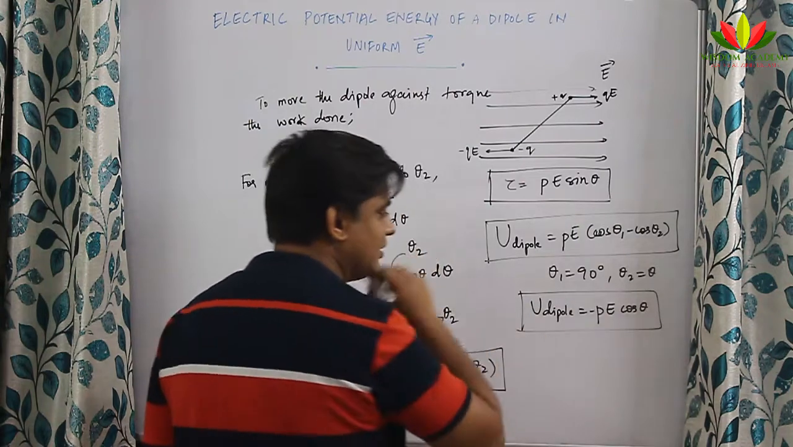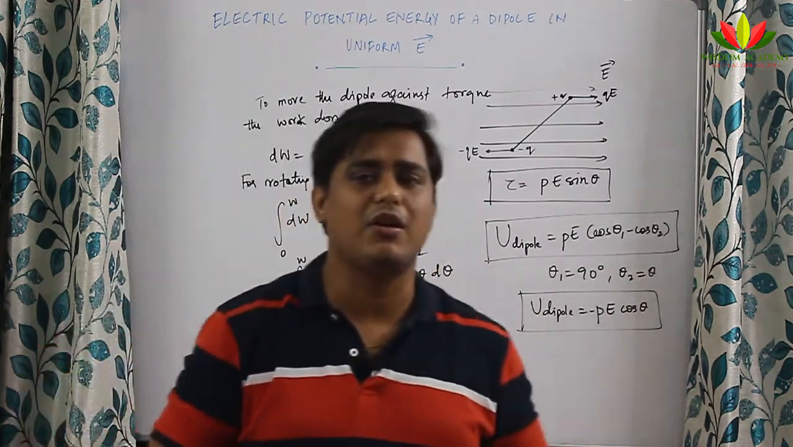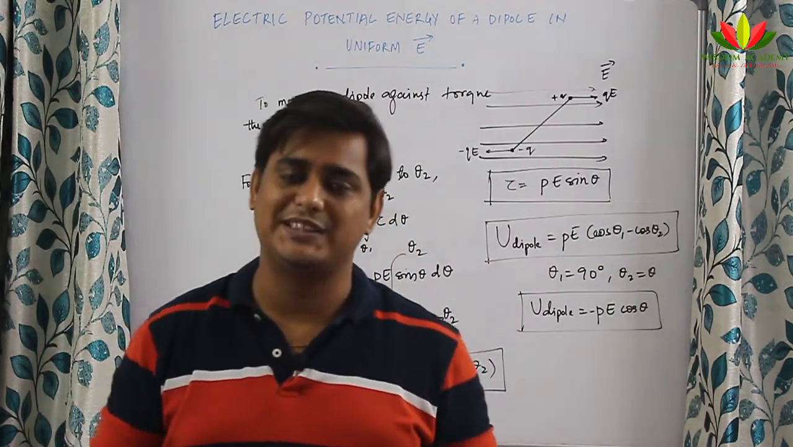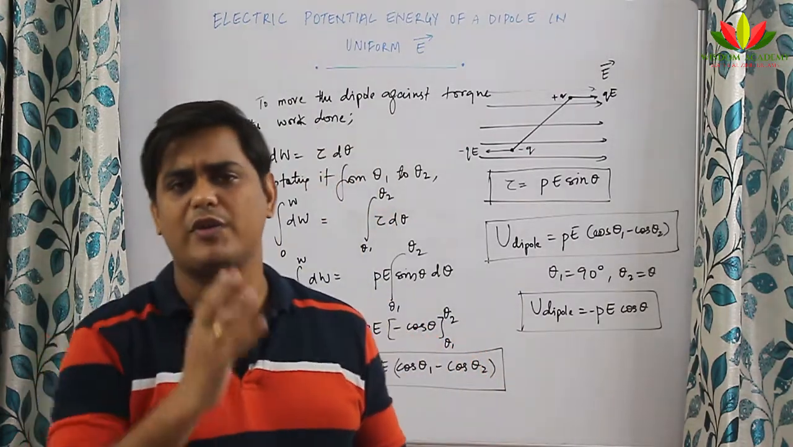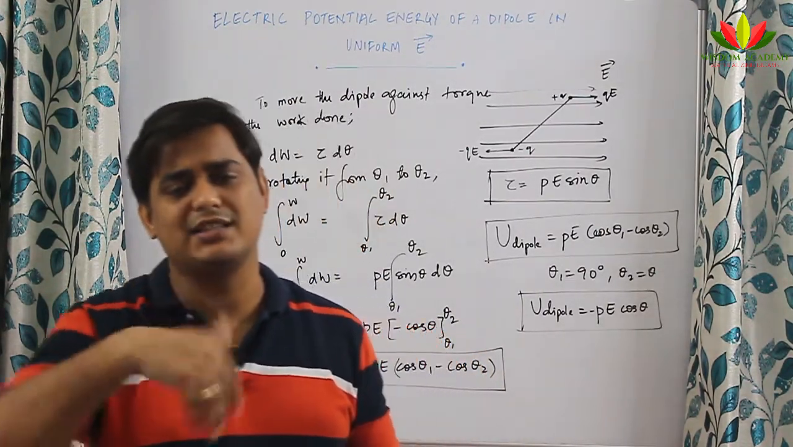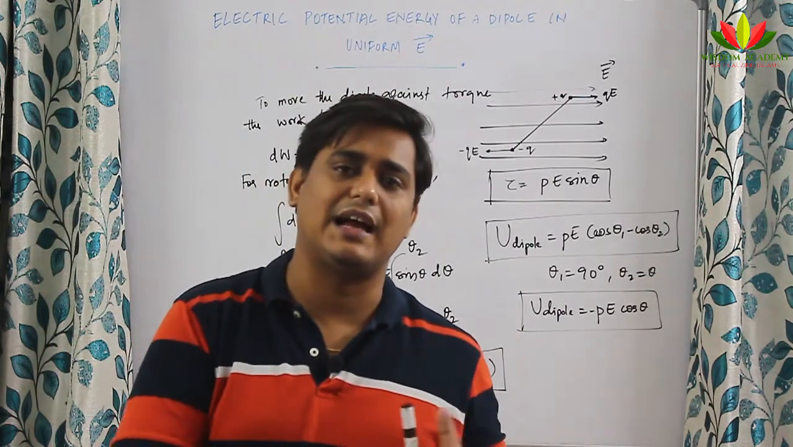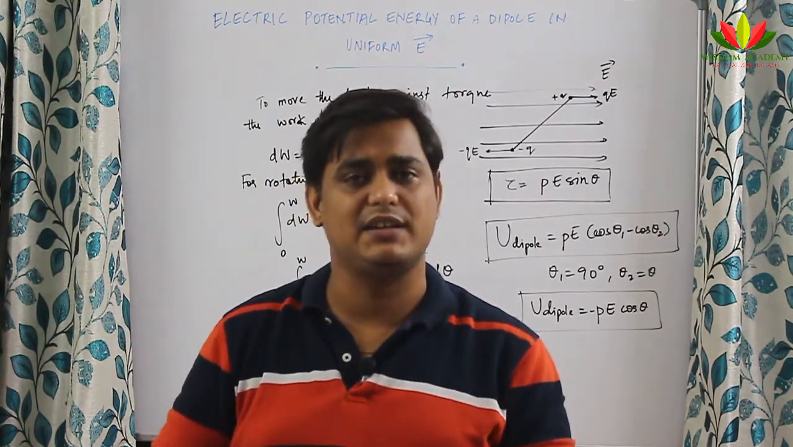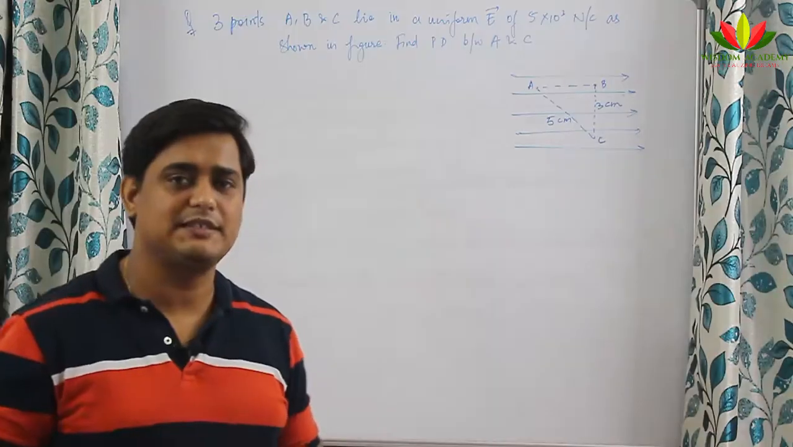So this is also an expression, but the basic expression is pE (cos theta 1 minus cos theta 2), which says that the electric potential energy of any dipole which is moved against the torque is stored inside as pE (cos theta 1 minus cos theta 2). Let us see one question now.